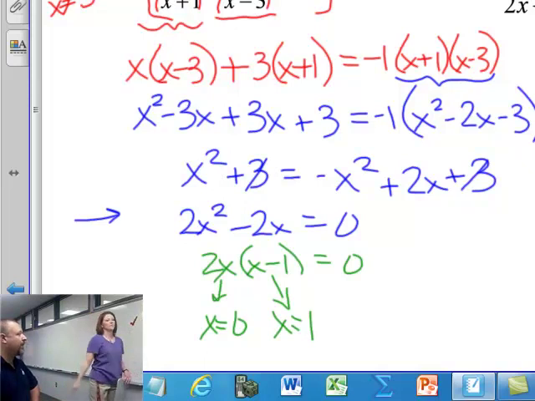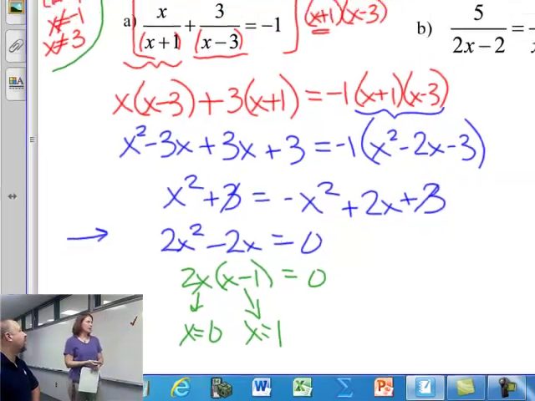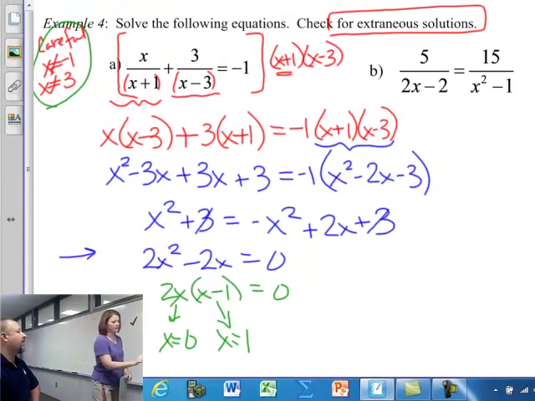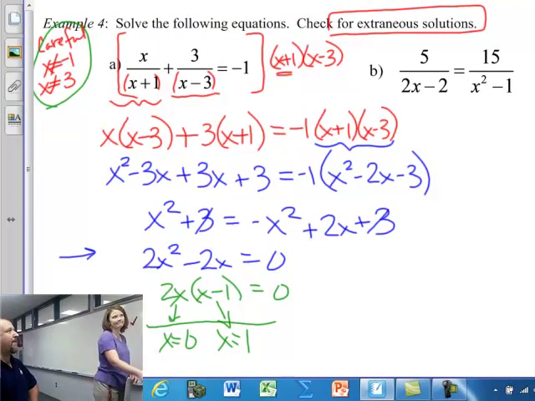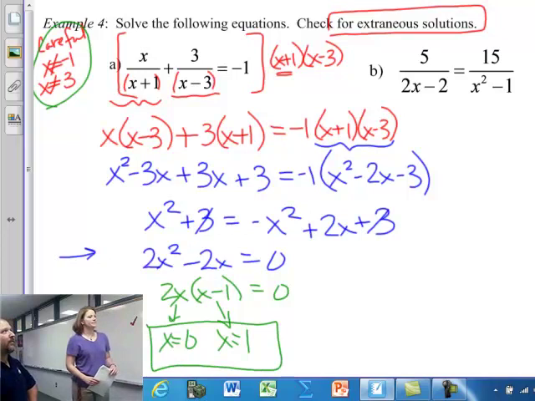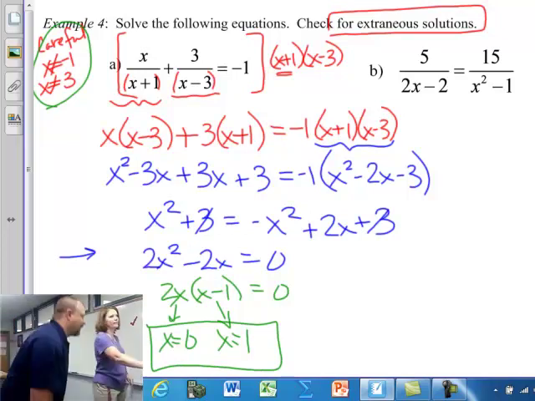Now, before we move on, what do we have to make sure that we double check for both of these answers? We were not allowed to equal -1. We were not allowed to equal 3. And did we ever come up with either one of those answers? We did not. So we're good. Both are good answers. We're okay.